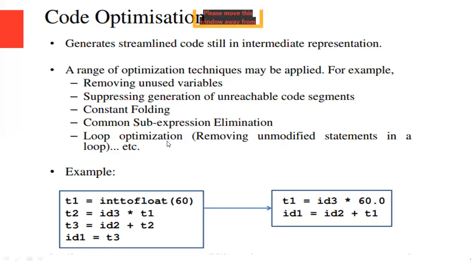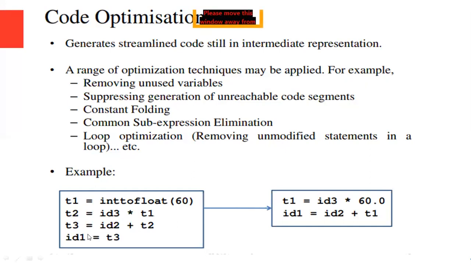Next, loop optimization, removing unmodified statements in a loop. For example, in our program, is there any looping statements? Repeated loop statements can be removed by the code optimization. So these are some optimization techniques applied to the given source program. We can use these optimization techniques and remove the unwanted statements present in our program.